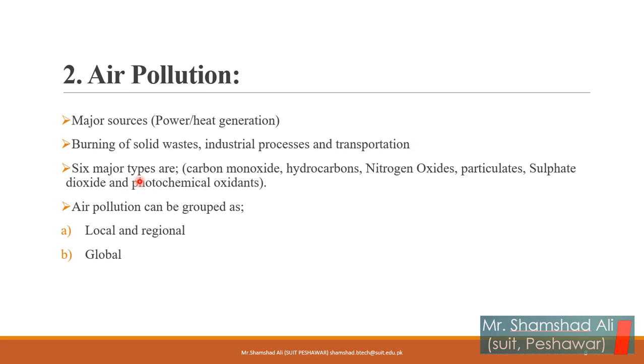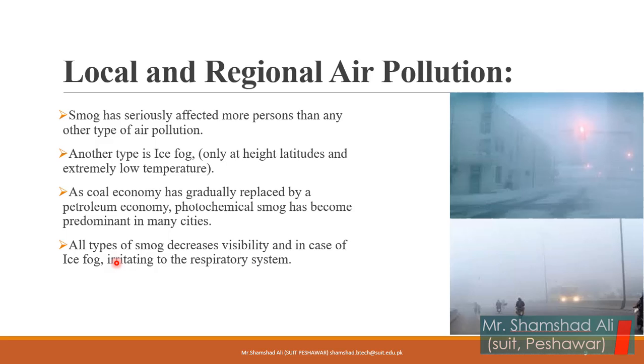Six major types are carbon monoxide, hydrocarbons, nitrogen oxides, particulates, sulfur dioxide, and photochemical oxidants. Air pollution can be grouped as local and regional air pollution and global air pollution. You can categorize it in two groups, like local and regional air pollution and global air pollution.